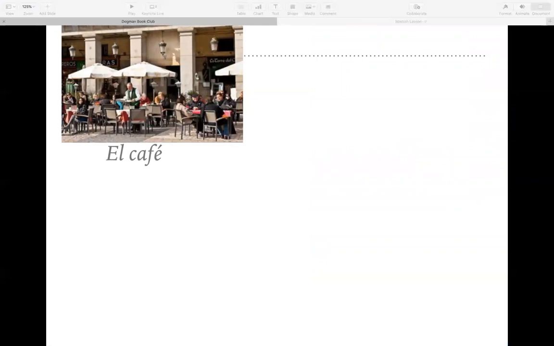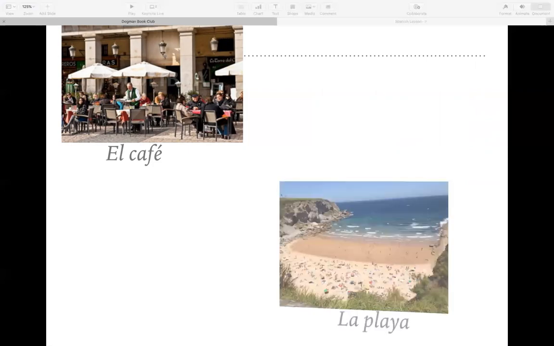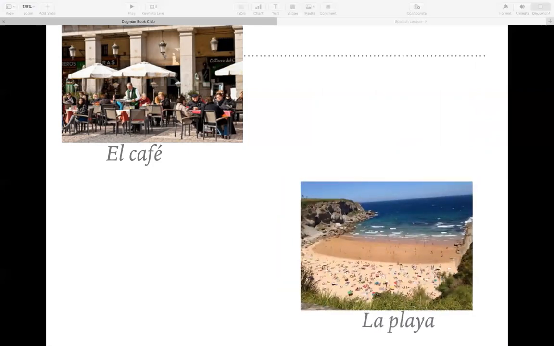Good, so this one's an easy one for English speakers because the word is the same, café, a place where you'd go get coffee, tea, a light breakfast. This picture happens to take place in Madrid. The second one, la playa. Repita, la playa. So as hopefully you can tell from the picture, la playa means beach. This is a beach in Santander, which is northern Spain. Beautiful place if you ever get a chance to go.